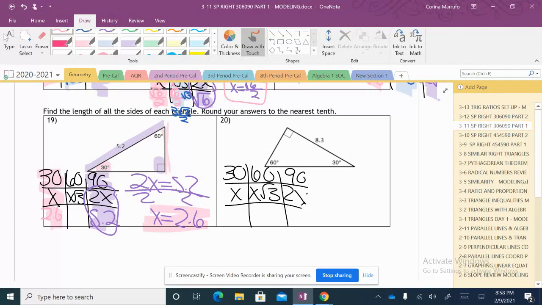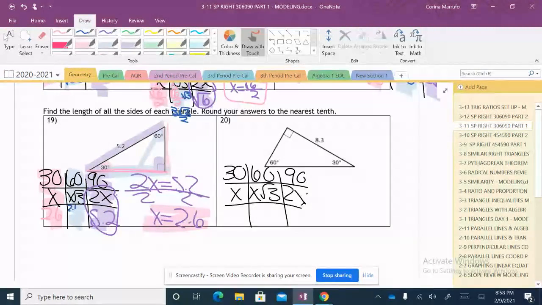So x equals 2.6. And then to find the side across our 60, I didn't change colors. The side across our 60-degree angle, we're going to have to do x times the square root of 3. Okay, so 2.6 times the square root of 3. And that gives us 4.5. And that's it. All right, looking at the next one.